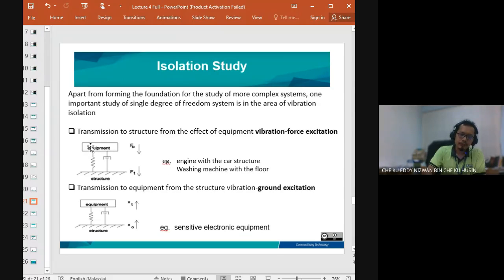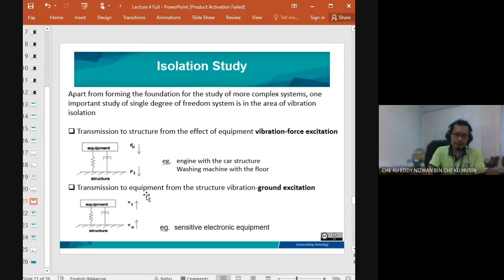Because we know that the amplitude of the forced vibration depends on F naught over K minus M omega square, right? Okay, so K is stiffness, M is mass, and omega is excitation speed. So those three parameters, or three variables, control the level of vibrations.